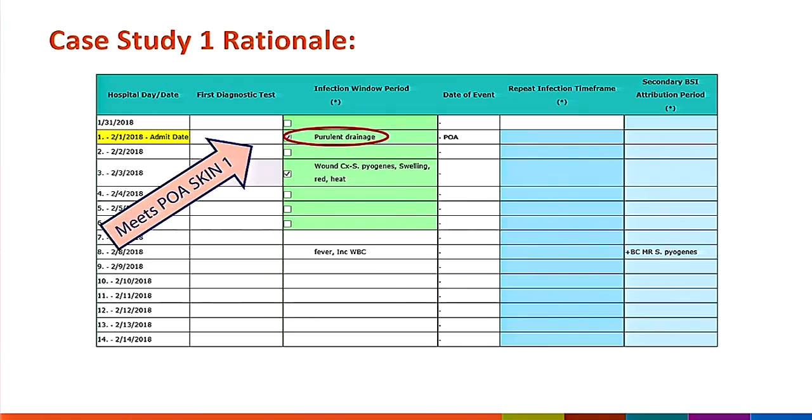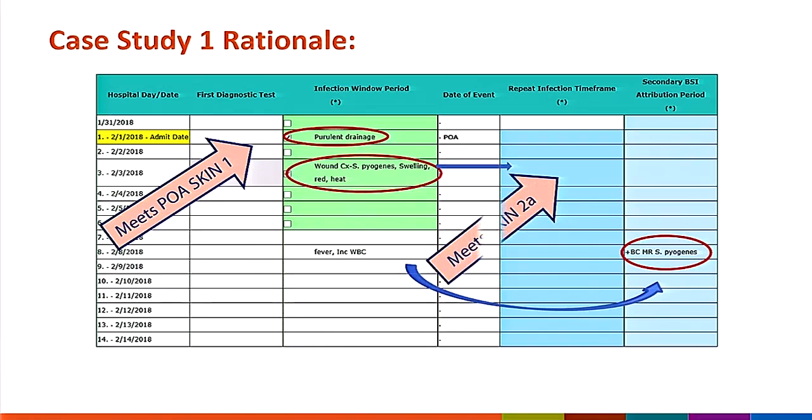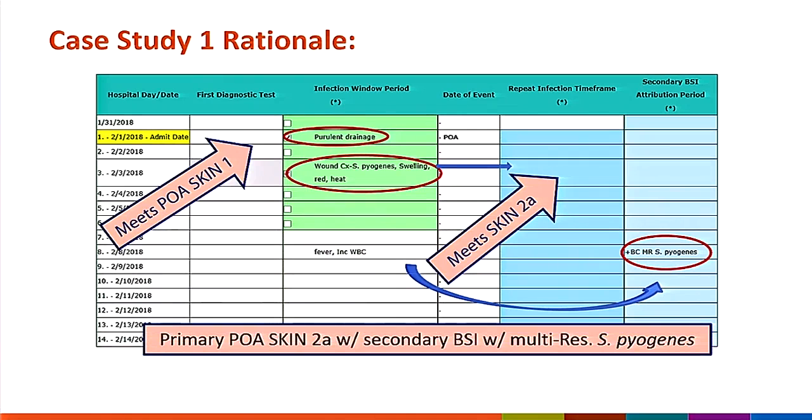So again, the patient met POA, skin 1, on the day of admission with the purulent drainage. So that would be the earliest date of event that you could use, and that would be to your benefit, obviously, to use that criterion, as opposed to criterion 2A, which was the skin culture with swelling, redness, and heat, and a positive blood culture, because if you used that, you would not have a date of event until 2-3, and that would actually be a healthcare-associated infection, so you wouldn't want to do that. So always use the earliest infection window period when you have a scenario like this.